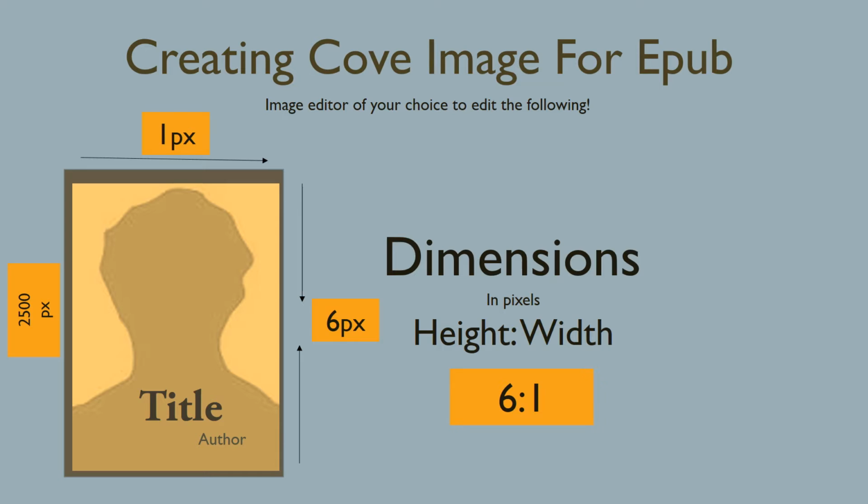The ratio is 6 to 1, 6 being the height, 1 being the width. Minimum height for the JPEG is 2500 pixels. Remember, a device is a web, not a print. So we are not looking at inches, we are looking at pixels.